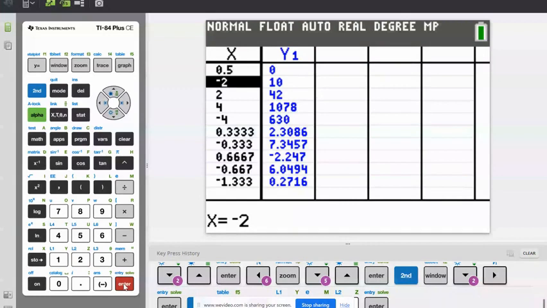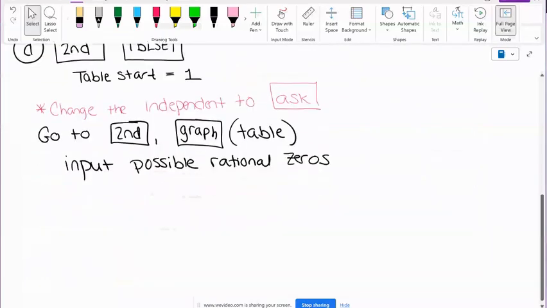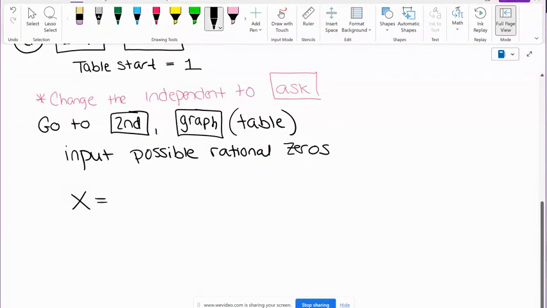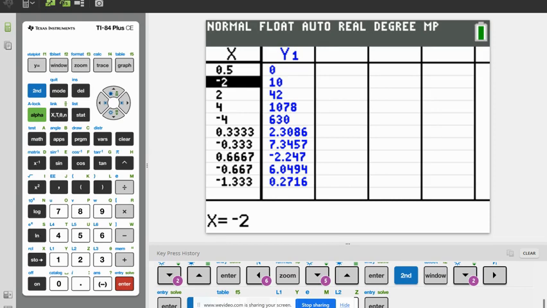What does that mean for us? It is a 0. So let's go back here and say, so we don't forget, X equals a half. These are our zeros. All right, let's go back. So now we did a half. Let's try negative a half.